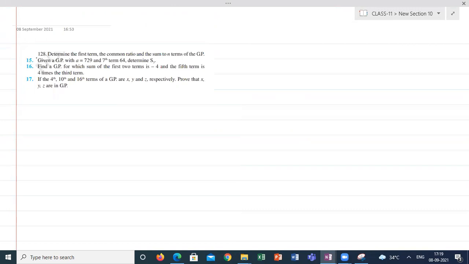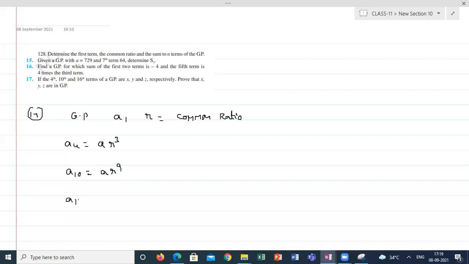Question number 70. If the 4th, 10th and 16th term of GP are X, Y, Z, so there is a GP. A is the first term, R is the common ratio. So he's saying A4 is equal to how much? A R cube. A10 will be equal to A R power 9. A16 will be equal to A R power 15.